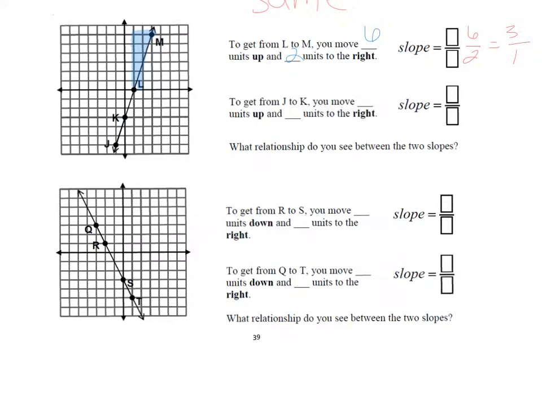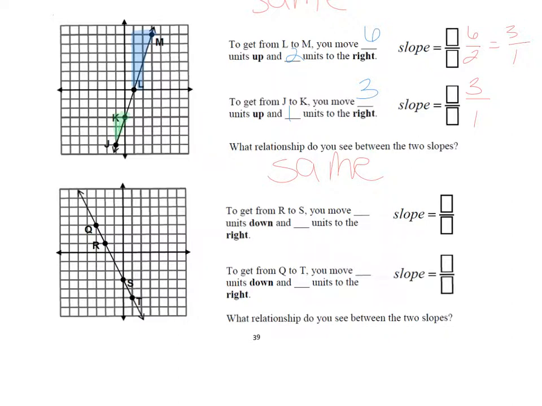Now from J to K, we go up 1, 2, 3, and we go over 1. So there's that relationship of 3:1. What do we notice about the two slopes? They are the same. We knew that should happen, but we just proved that it's going to happen.